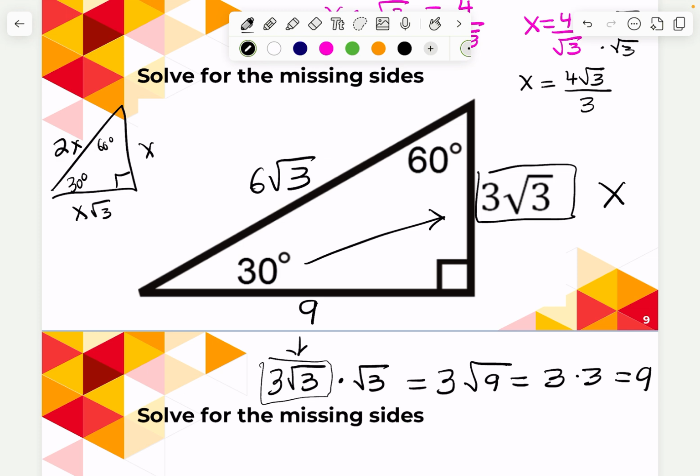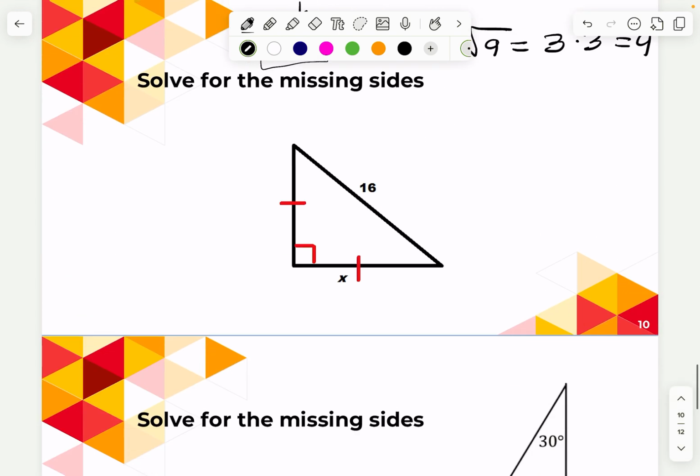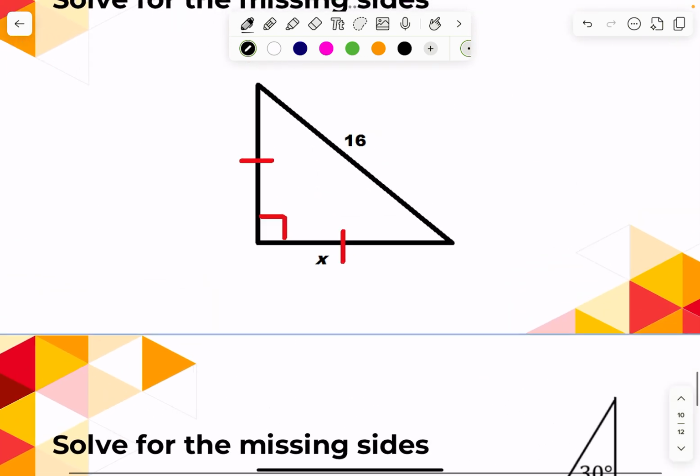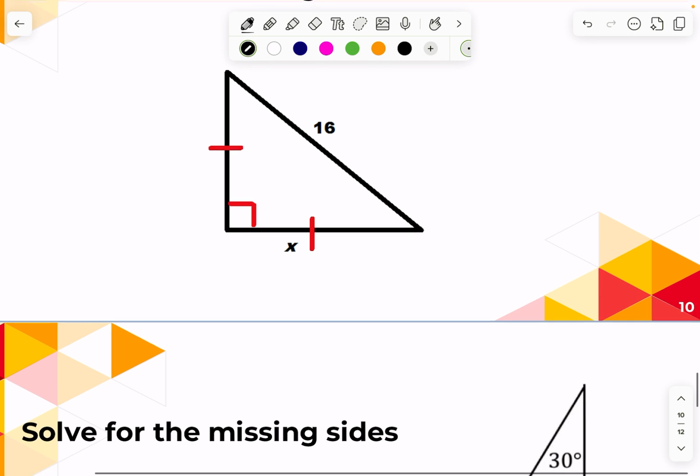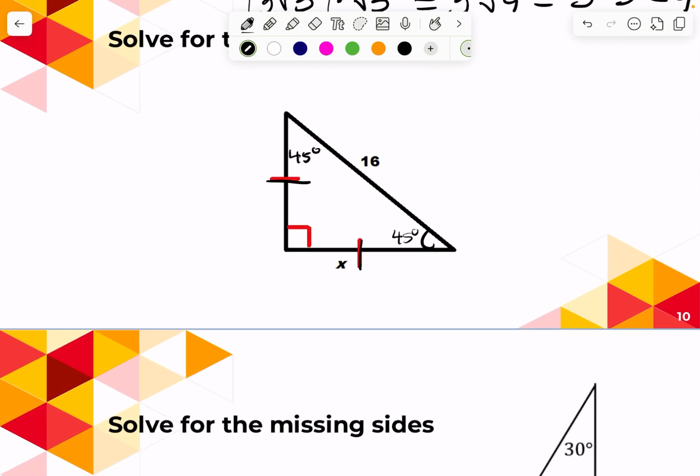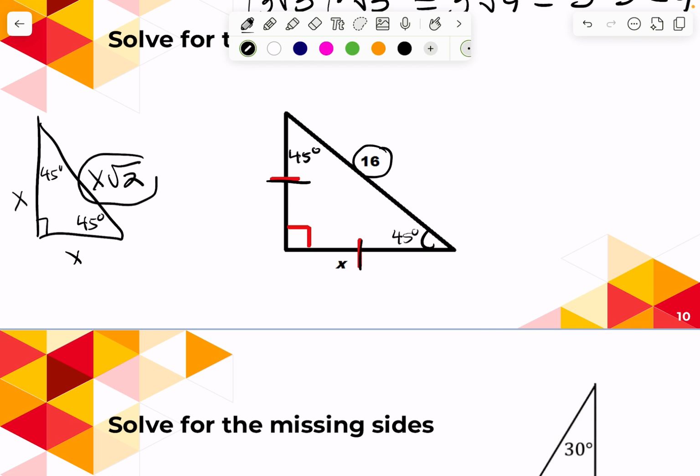This one is a little kinder because there's no rationalizing the denominator. All right, this one right here, same issue. So first of all, this one is slick because it just tells us that these two are congruent. So we need to know that this is 45 and 45 because it's an isosceles triangle. I'm going to go ahead and write my ratio out. x root 2. Do we all see that 16 does not look like x root 2?